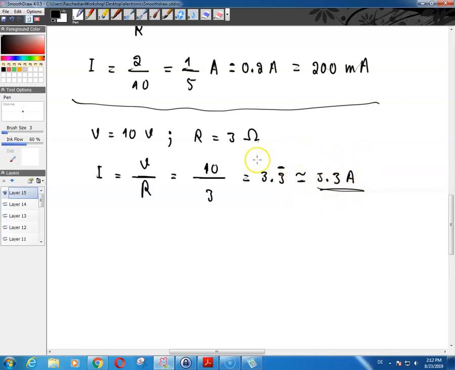So in calculation, you just keep this as 10 thirds and then use it in the other stage of the calculation. Otherwise, if you're done with the calculation, you can basically round it to 3.3 amps and that would be basically the end of your calculation.